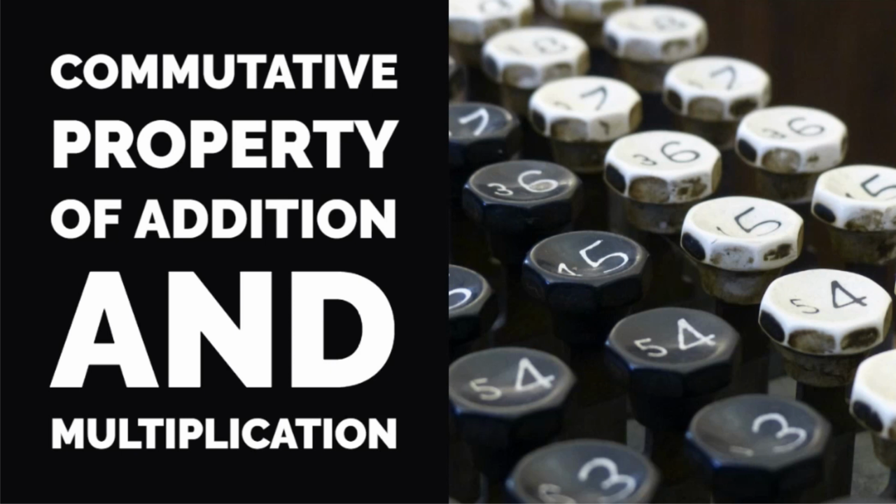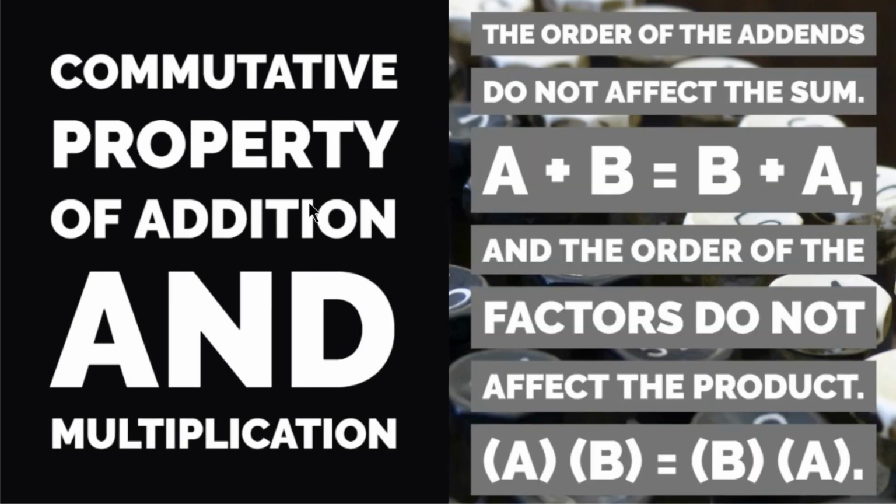Ito ang commutative property of addition and multiplication. Para sa commutative property of addition, ito ay nagsasabing the order of the addends do not affect the sum, which is A plus B is equals to B plus A. Ibig sabihin, pag napansin nyo, pag dito, bumaliktad siya, di ba? So, kahit magbaliktad yan sila, magkapareho pa rin ang sagot.